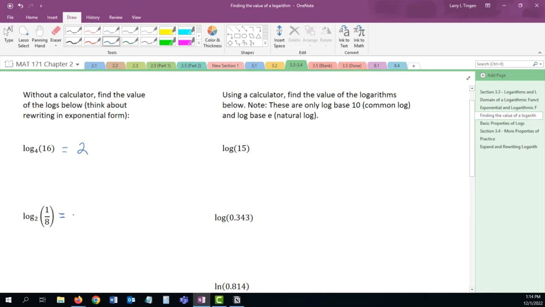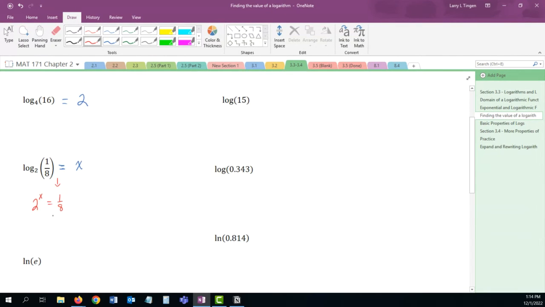So it never sat well with me that they would say, okay, we'll convert this to exponential form. Well, exponential form has an equation, right? It has numbers on the left and numbers on the right. So if I'm going to convert this, I need to say log base 2 of 1/8 is some number x. Now convert from logarithmic to exponential. That says 2 raised to the x power is equal to 1/8.